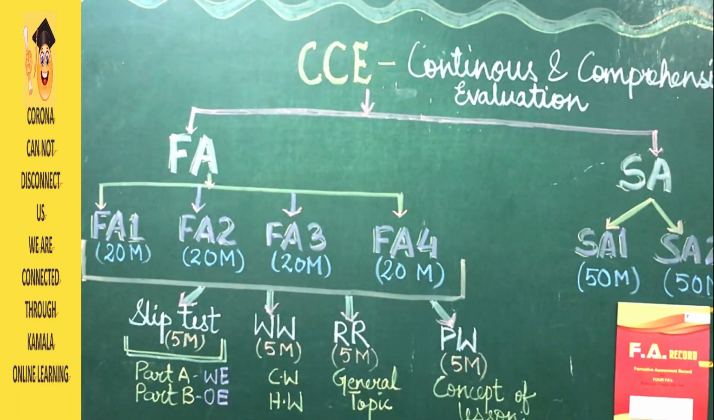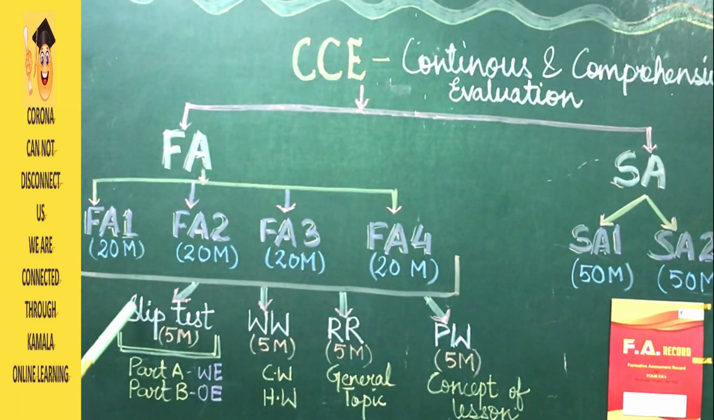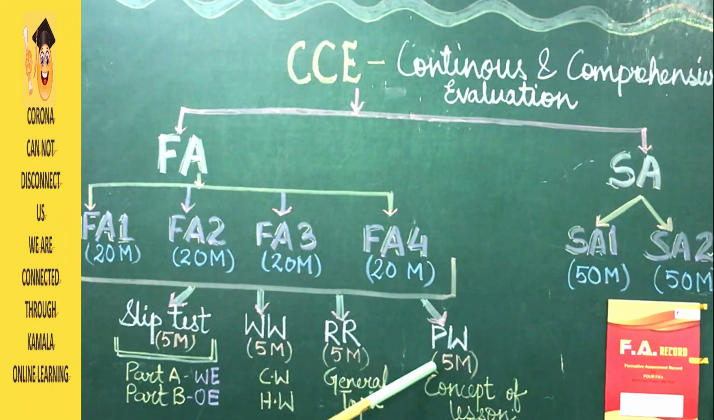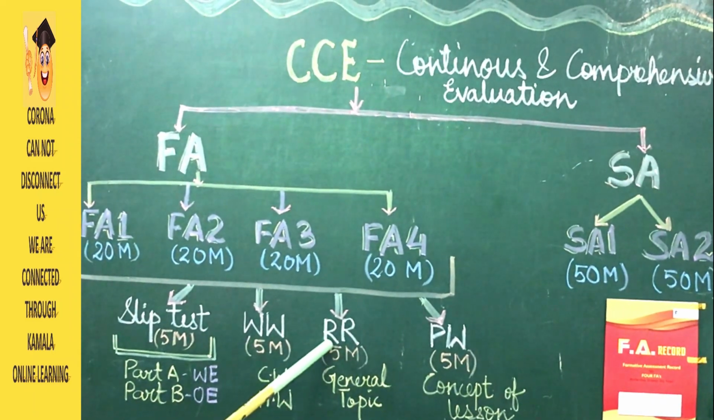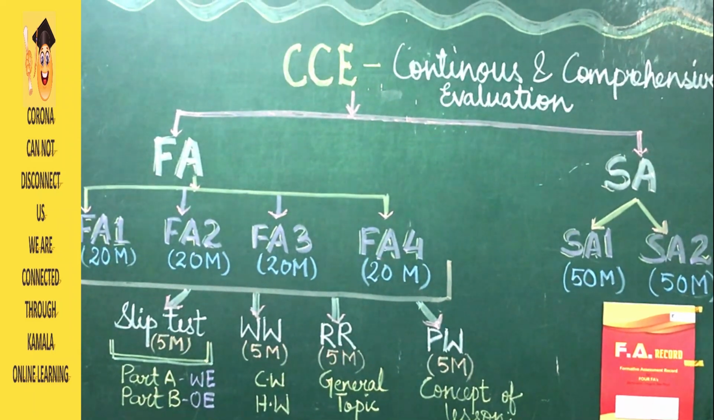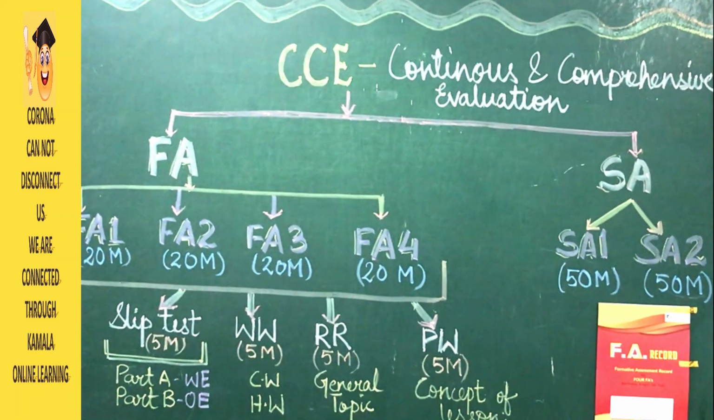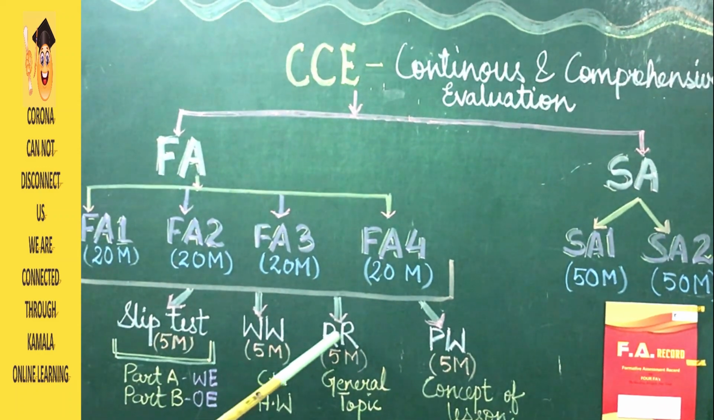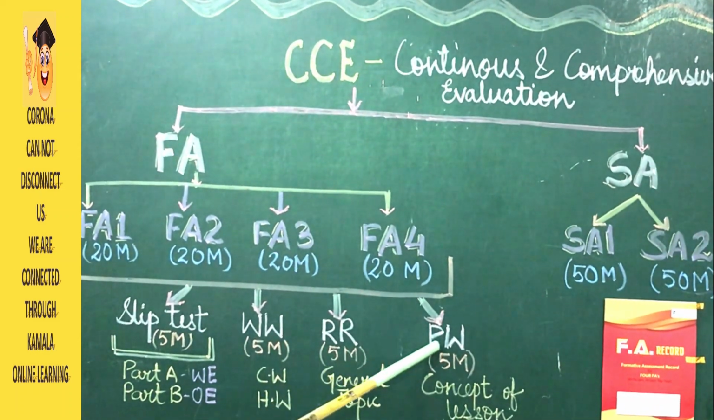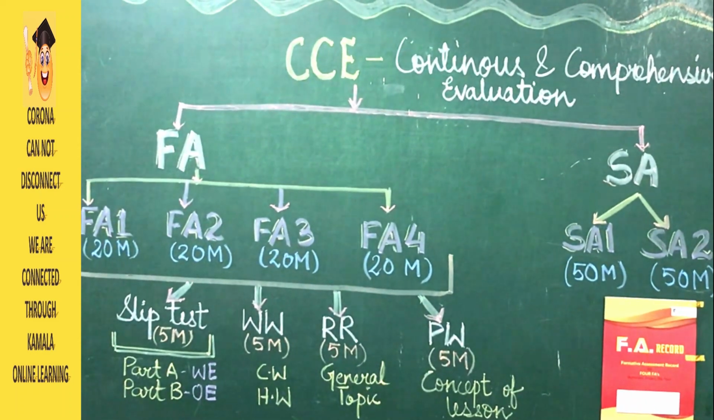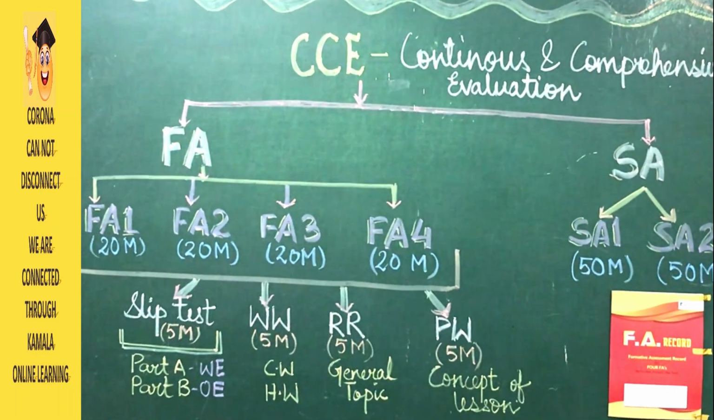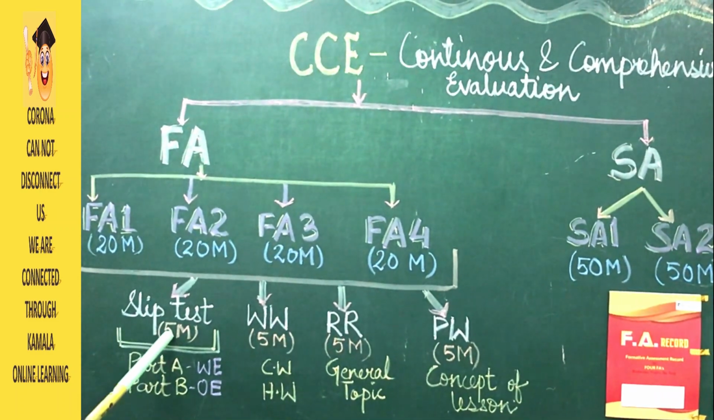Formative assessment is a cumulative grade of 4 tools, that is slip test, written work, project work and read and reflect. So overall, formative assessment carries 20 marks as slip test is 5 marks, written work is 5 marks, read and reflect 5 marks and project work is of 5 marks. Let us now get to know each of these tools in detail.